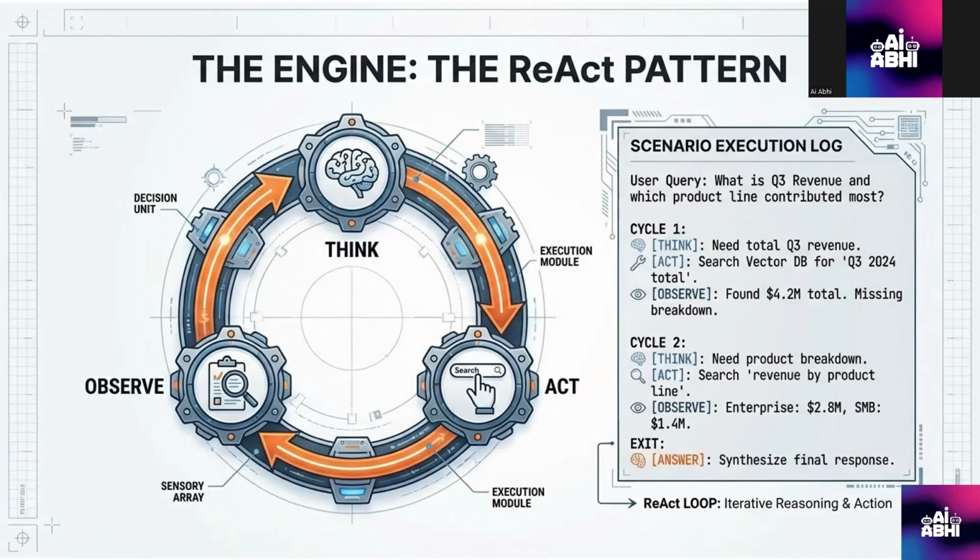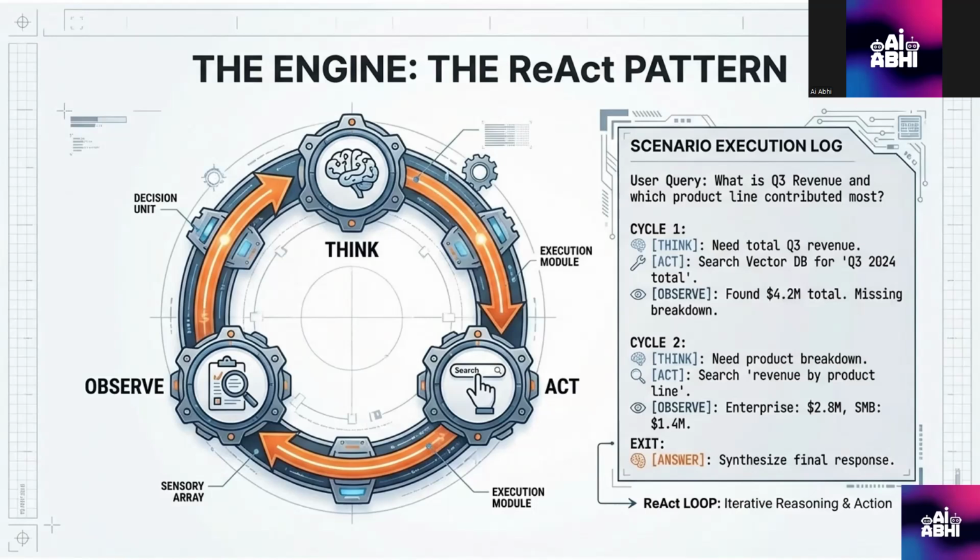So it will think again, okay, in the loop. I have the total, but I am missing the product line breakdown. So I need to search again. Then it will act and search for the Q3 2024 revenue by product line, and it will observe and find the table showing the enterprise contributed 2.8 million and SMB contributed 1.4 million. Okay, then it will think again. I now have both the pieces. I can answer this question.